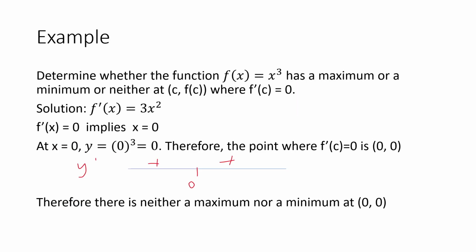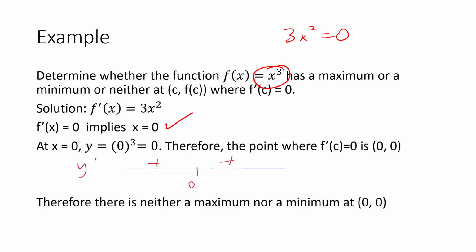Now, in this one, we want to determine whether the function f of x equals x cubed has a maximum, a minimum, or neither at the point where f prime at c equals 0. So all we're going to do is determine the first derivative here, which is 3x squared, and set it equal to 0. When we solve for x, we get x is equal to 0. Okay, so we've got one critical number.